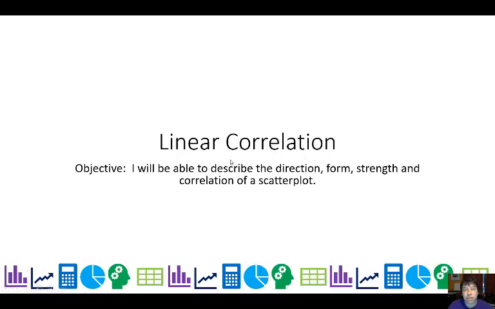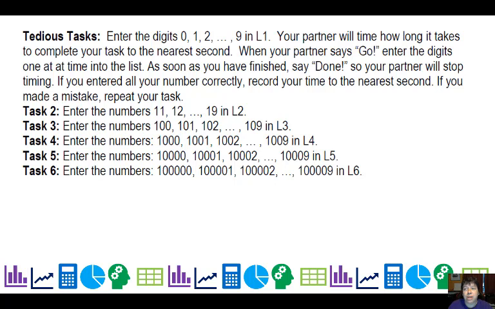Okay, now that we've gathered our data for Barbie, we're going to go ahead and look at correlation. So I have an example tedious task where you enter the digits 0, 1, 2, 9 and list 1. And then you time how long it takes you to enter 10 digits, 20 digits, 30 digits, 40 digits, etc.